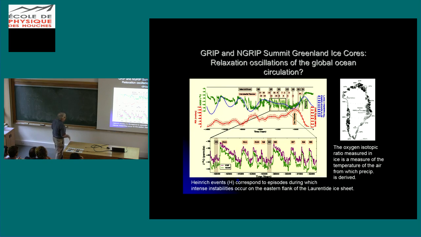Okay, so let me go back now to the phenomenology which we're really interested to understand, which is the existence of this relaxation oscillation behavior of the ocean on the millennial timescale, which is generating massive variations of temperature in the atmosphere over the ice sheet from which these data are being collected.